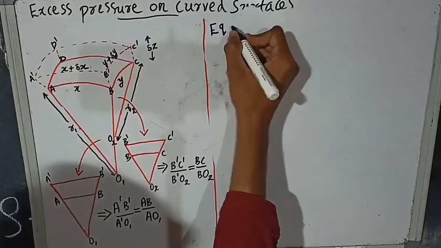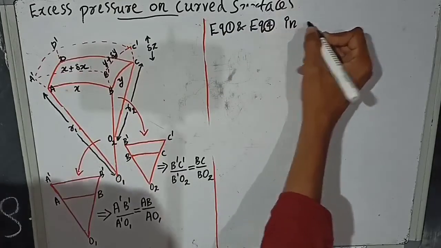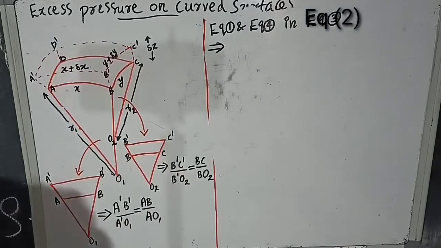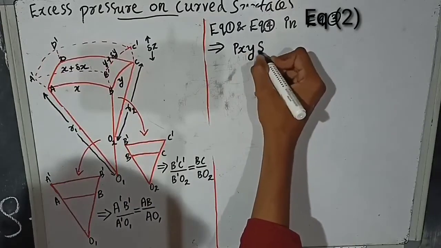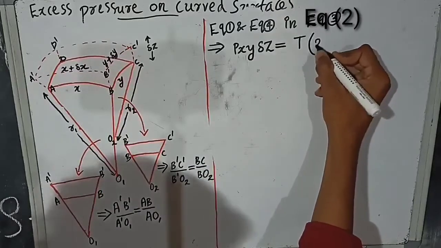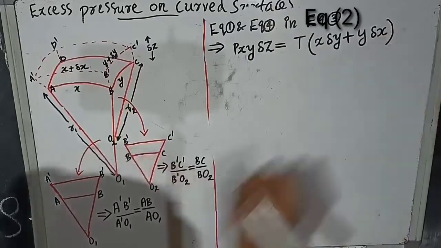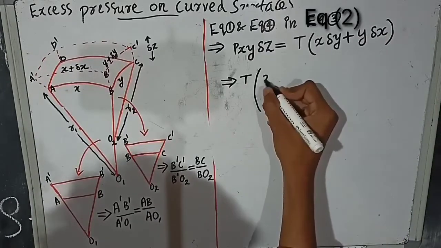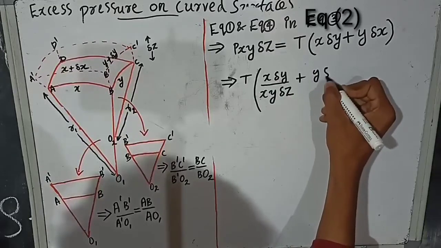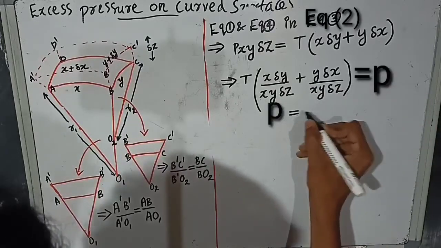Let us substitute equation 1 and equation 4 in equation 2. That gives P times x times y times delta z, which is equal to T times x delta y plus y delta x. From this we can write T times x delta y over xy delta z plus y delta x over xy delta z, which is equal to P.